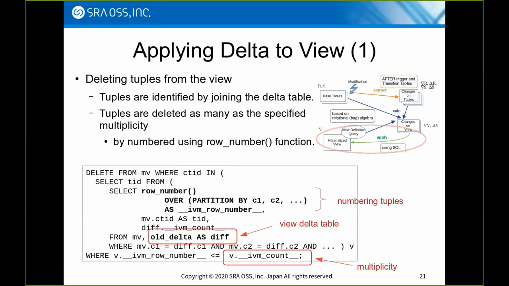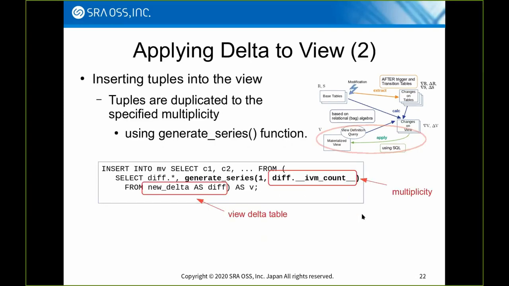When deleting tuples from views, tuples to be deleted are identified by joining the delta table with the view. The tuples are deleted as many as the specified multiplicity, numbered using the row_number function like this. When inserting tuples into the view, tuples are duplicated to the specified multiplicity using the generate_series function like this.